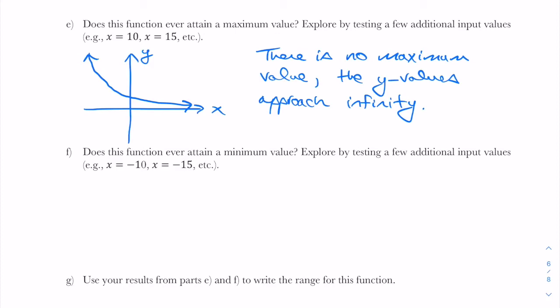Similar question, does this function ever attain a minimum value? So rather than plugging in some points, let's just look at the graph. Notice now that as the x values get larger and larger, the y values get smaller and smaller. As you may have guessed from before, the y values will never reach 0, but they certainly approach it.